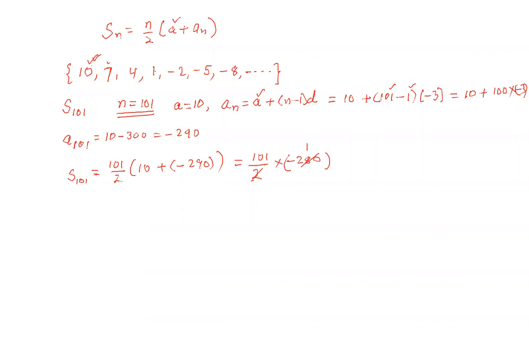2 goes into this 140 times, right? So it's going to be 101 times -140. So 101 times -140 is going to give you -14,140. That's your answer. So the sum of the first 101 terms is -14,140. Is this clear to everybody?